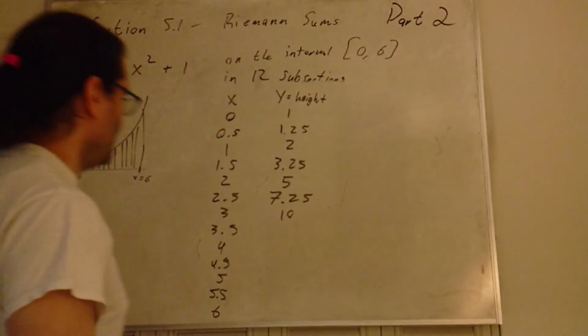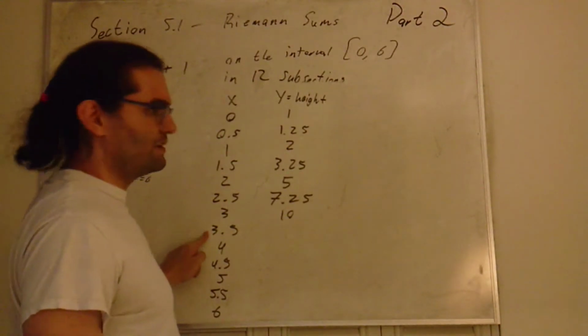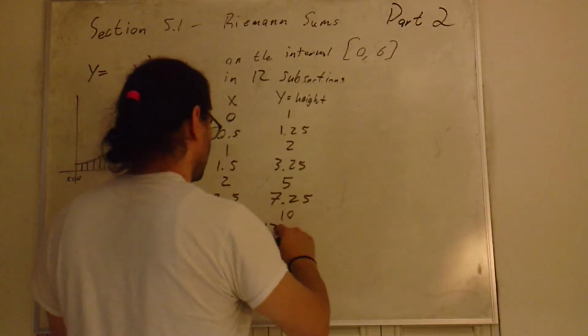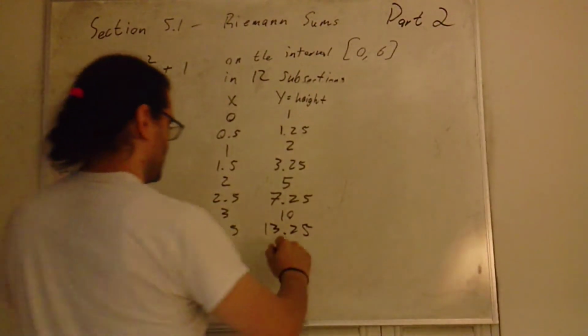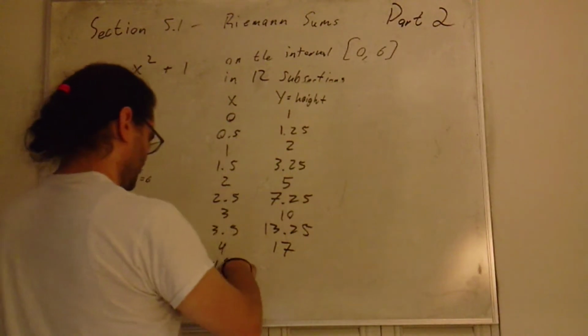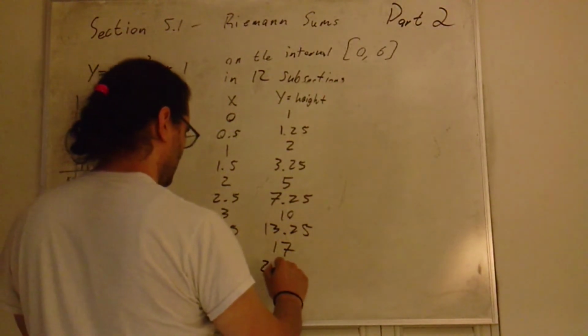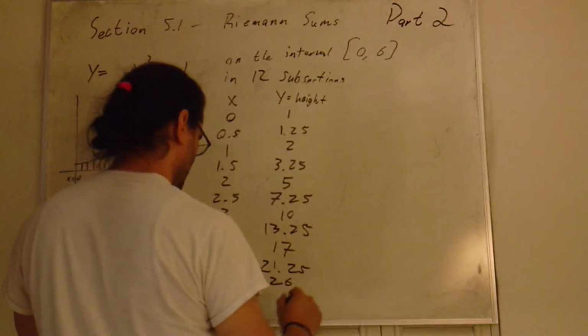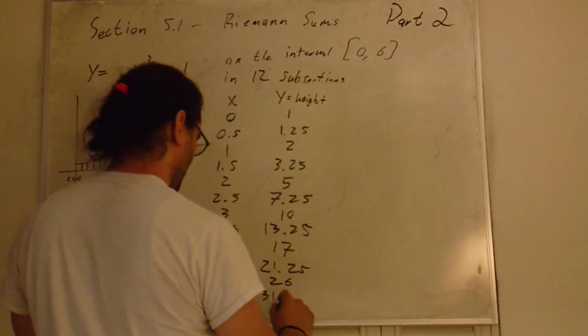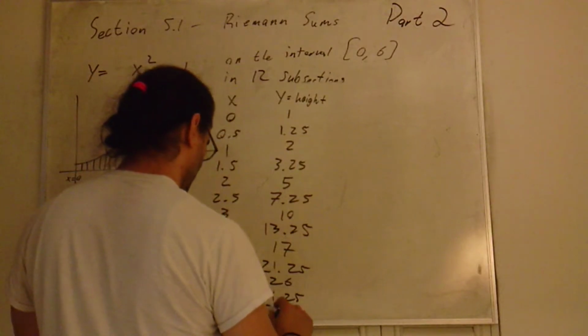Apologies for the delay. 3.5 squared is 12.25. So this is going to be 13.25 when we add the 1. This is still going to be a 17. This one is 21.25. This is 26. This is 31.25. And this is 37.